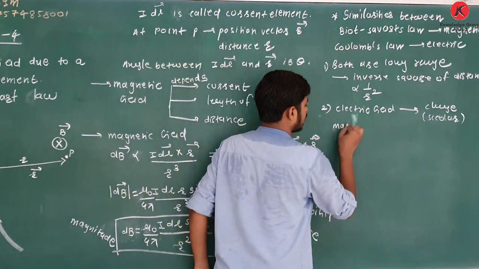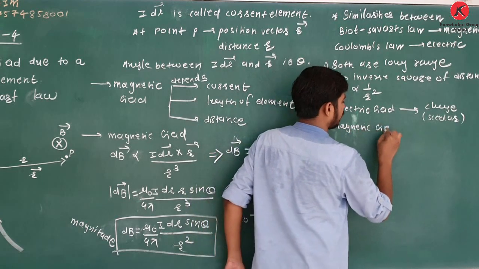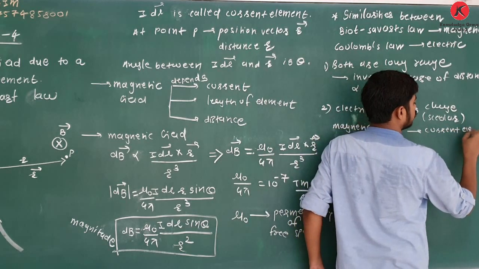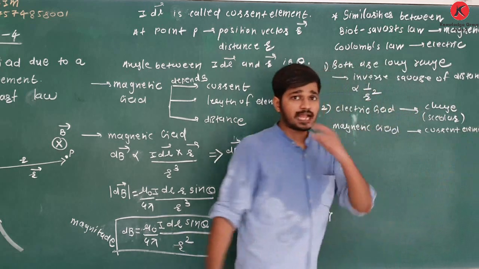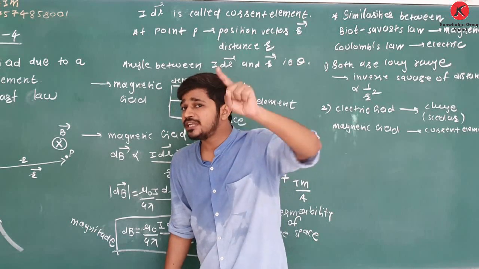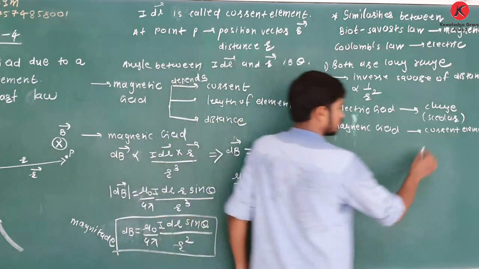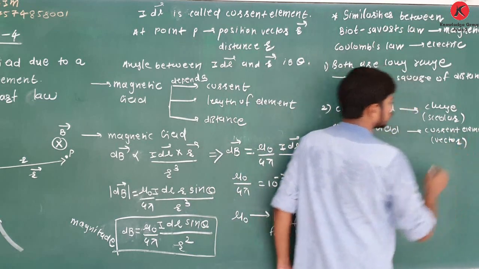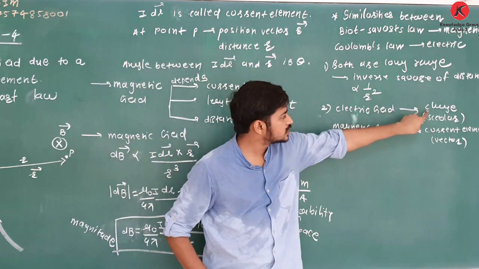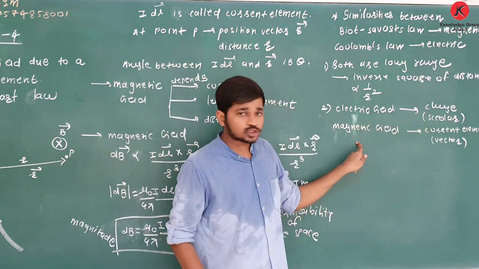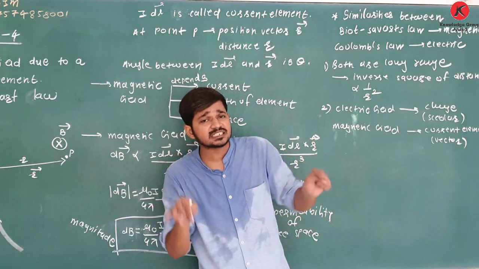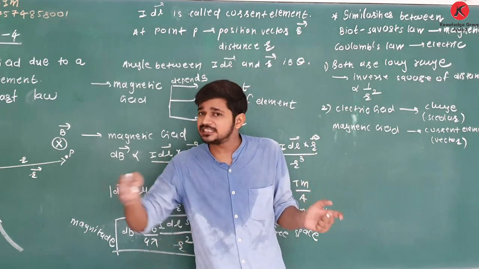While magnetic field is produced due to a current element, I dl, where the direction of dl matters. So yes, its source is a vector. Clear about this? So it is about source: for electric field, the source is charge, a scalar; for magnetic field, the source is a current element, a vector, or magnetic field is also produced due to some intrinsic magnetic moments, which we will study in chapter number 5.